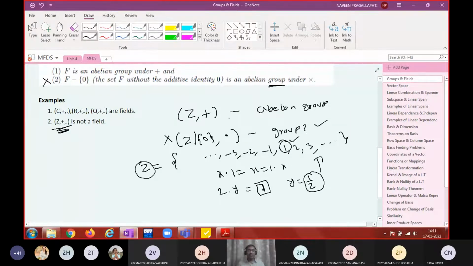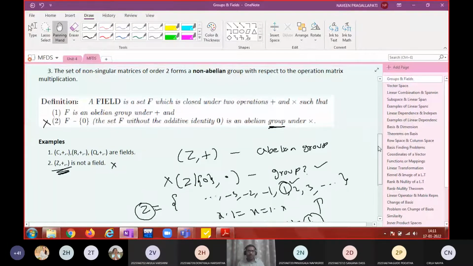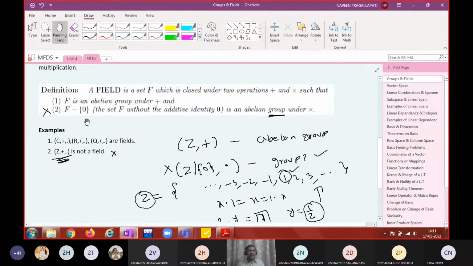Because it is not at all a group, therefore this is not at all a field. So if any one condition fails to be satisfied, then the set cannot be called a field. Is this clear? Okay, so now what is a real field? The set of real numbers with respect to two binary operations is called the real field, and the set of complex numbers with respect to two binary operations is called the complex field. Real field, complex field.